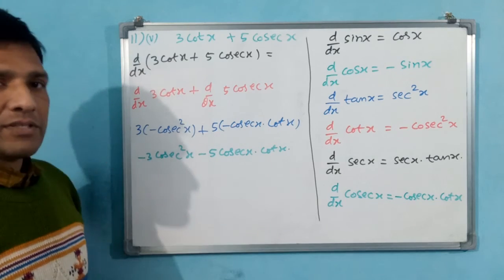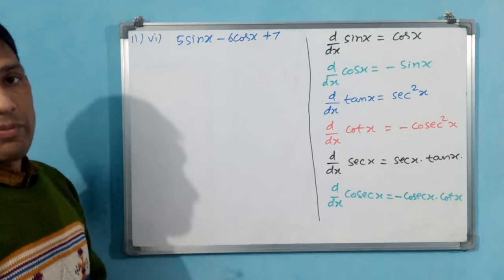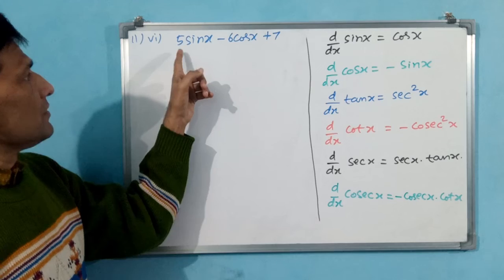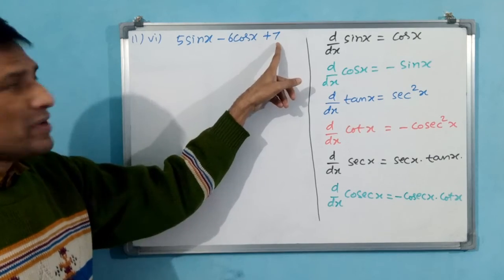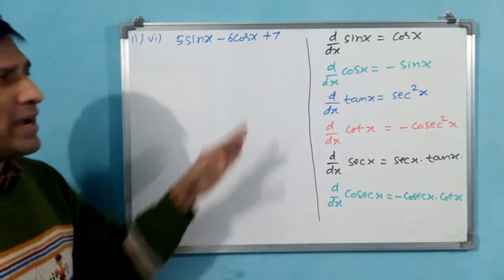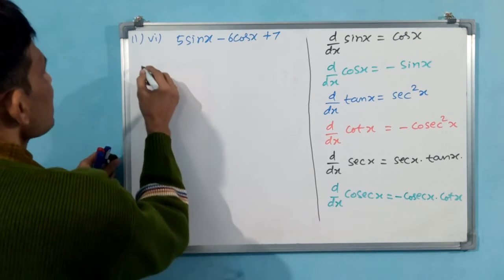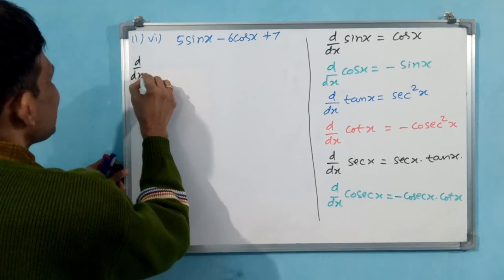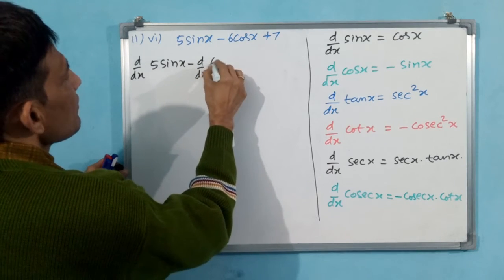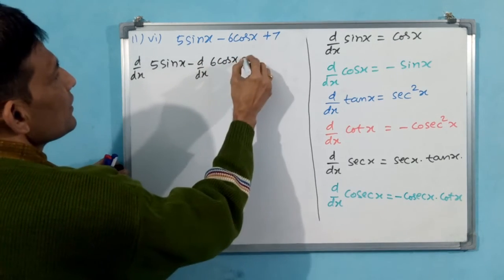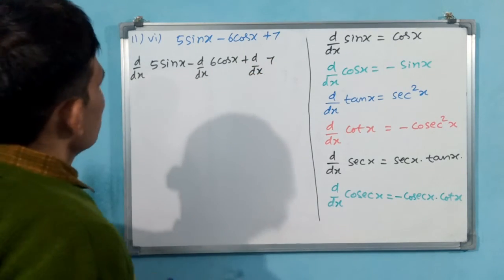Let us move on to the sixth part. You have to find the derivative of 5 sin x minus 6 cos x plus 7. You see, the derivative of a constant is 0. That we know very well. But this is like an equation, so you have to write 0 only. See how I am writing first: d by dx of 5 sin x minus d by dx of 6 cos x plus d by dx of 7. d by dx of 7 is 0. Okay, that we know very well.